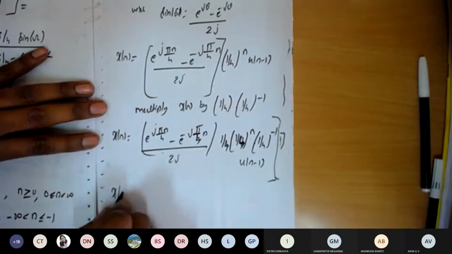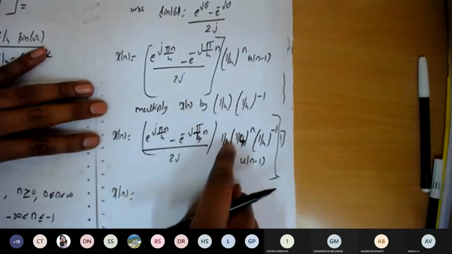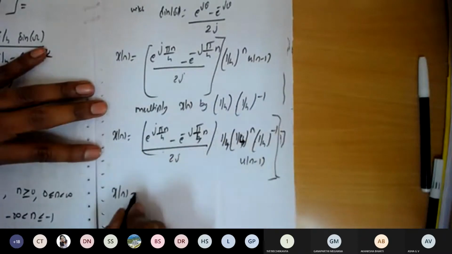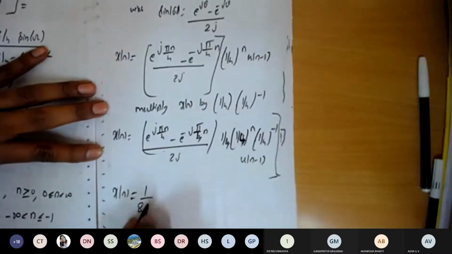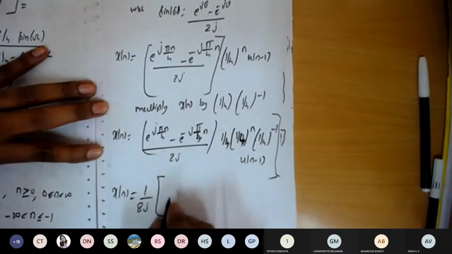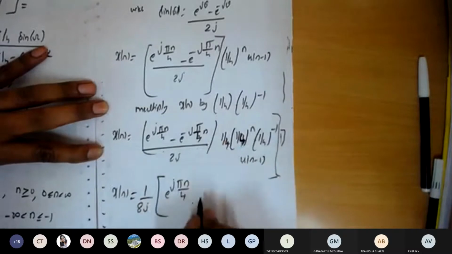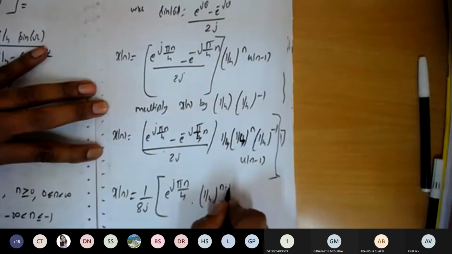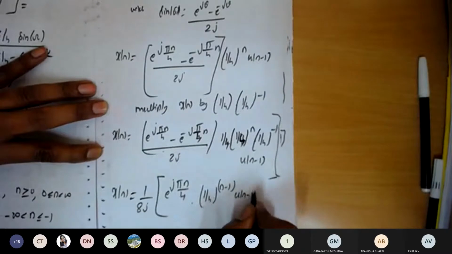So I'll rewrite all the terms. I'm going to multiply the exponential for the individual terms here. So 1 by 4 into 1 by 2j will become 1 by 8j. The remaining terms I'm going to multiply: e to the power of j pi n divided by 4 into 1 by 4 to the power of n minus 1 into u of n minus 1.